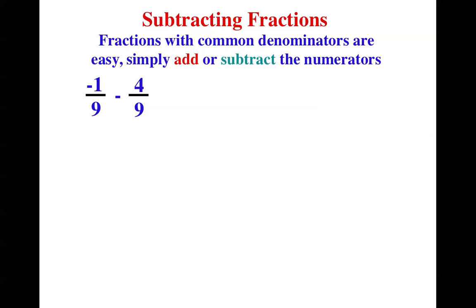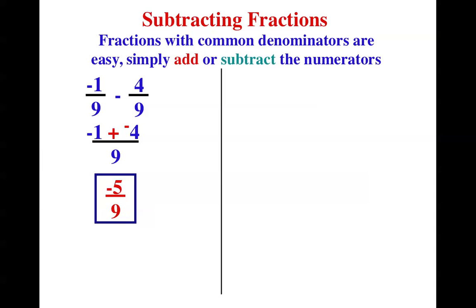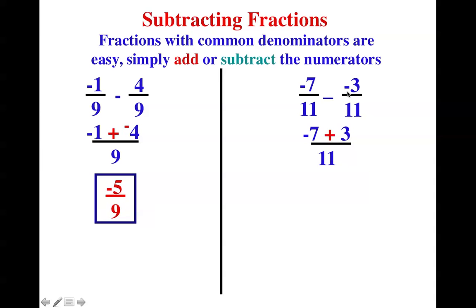All right, once again, -1/9 minus 4/9. I'm going to add, and the opposite is going to be -4. So now these are the same. Negative and negative are the same, so I'm going to add them together to get -5, and I get -5/9. Over here, I'm going to add, and the opposite of -3 is +3. And then negative and positive, they're different, so I'm going to subtract these numbers, and the answer will be negative because there are more negative numbers.